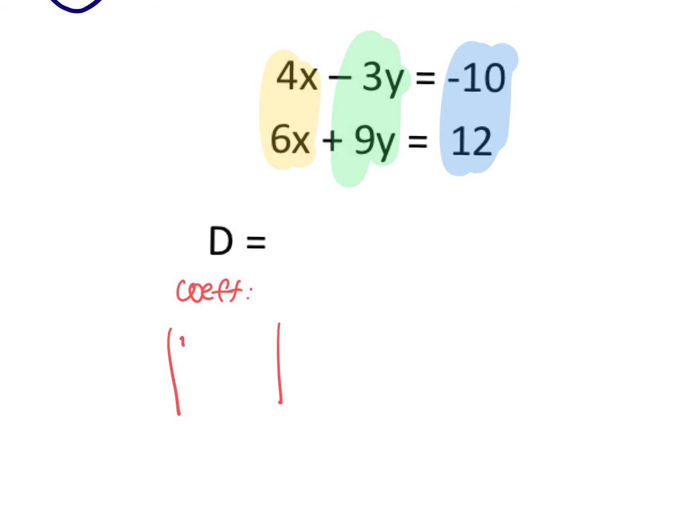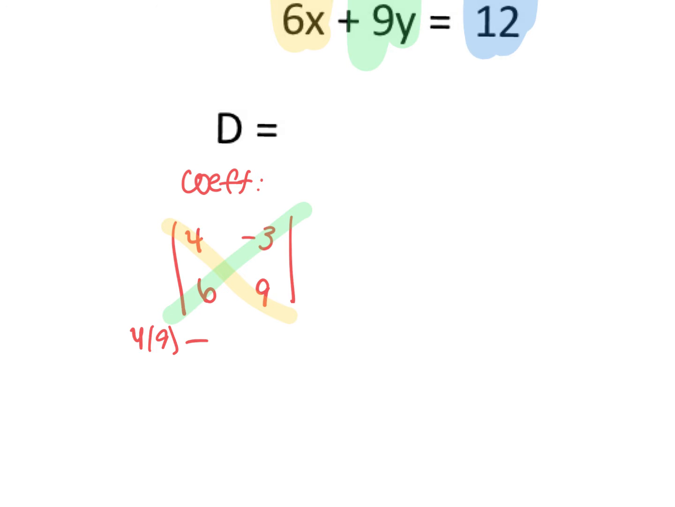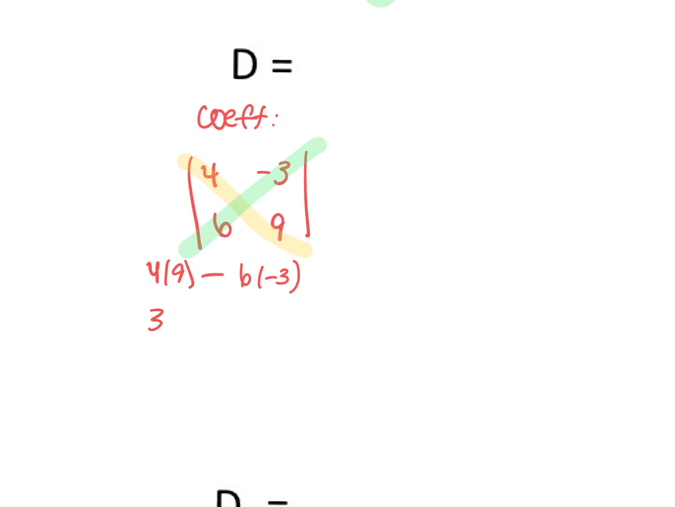I have x's are 4 and 6, and my y's are -3 and 9, just the coefficients. Now when we multiply, it's top left, so 4 times 9 minus top right down, 6 times -3. You can write it as -3 times 6, doesn't matter. You can say 6 times -3. So 9 times 4 is 36 minus 6 times -3 is -18. Two negatives make a positive, so I get positive 54.